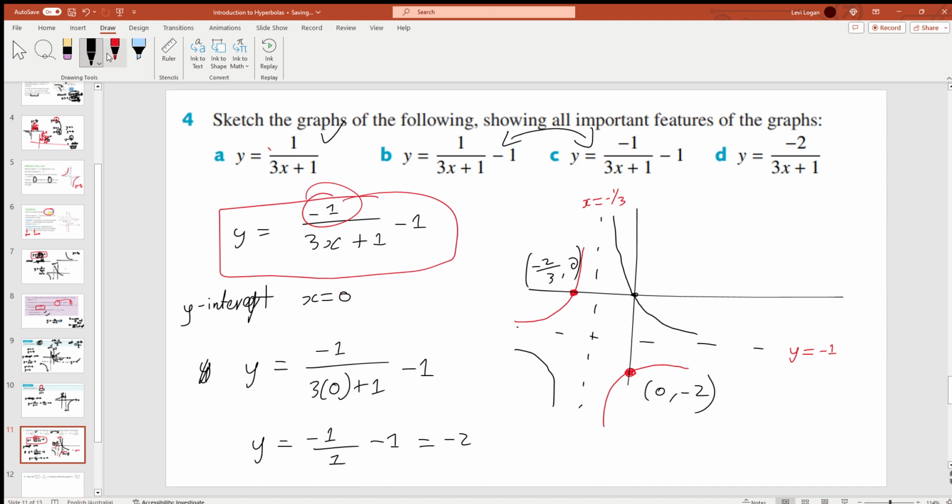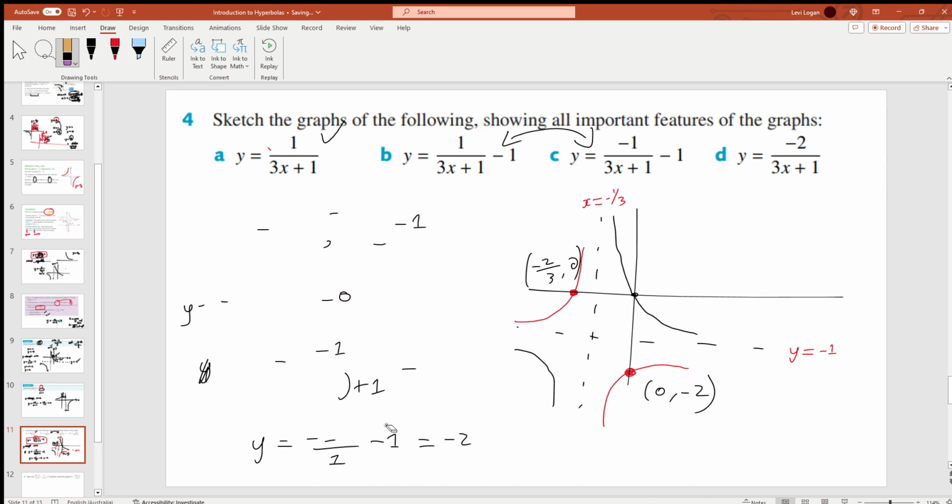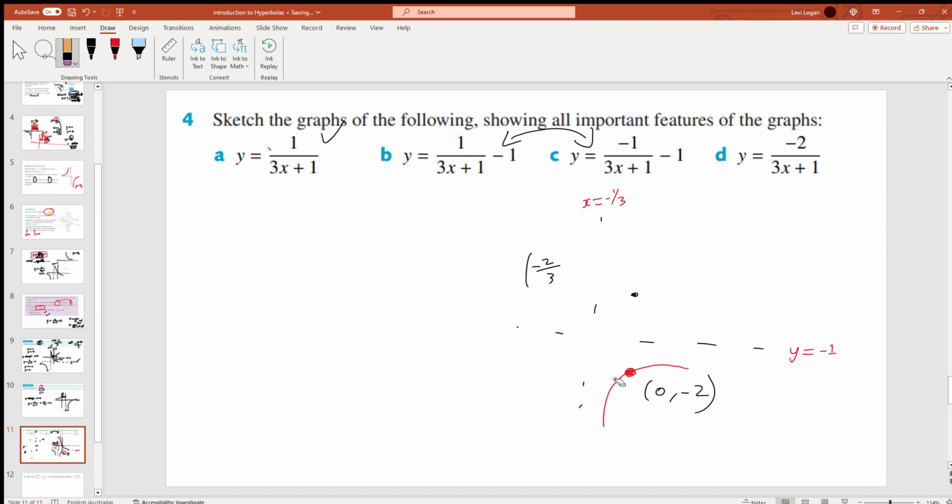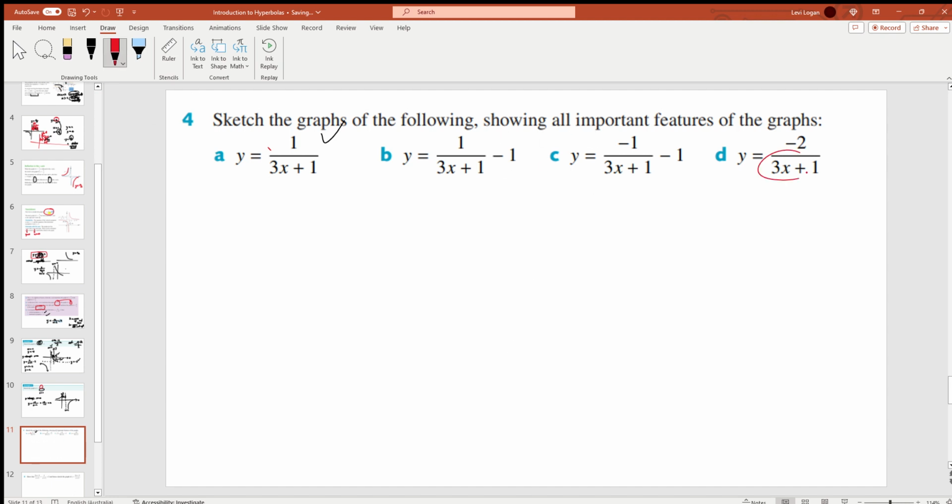Now let's take a look at question D. Right, so question D, it's still got the same horizontal and same vertical asymptote, but this number is different. It's been dilated by a factor of 2. So that's going to stretch it vertically.